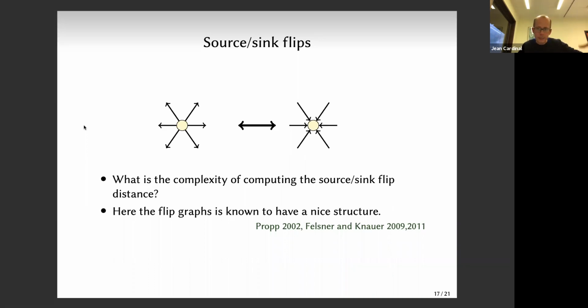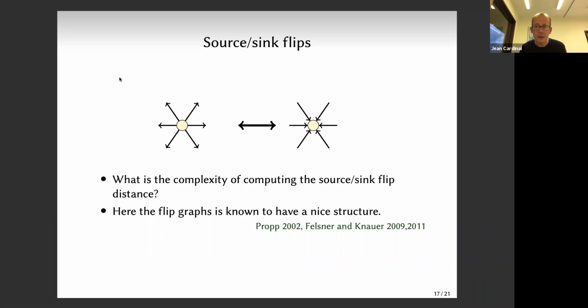So I give you two orientations. They satisfy the same number of forward edges along every cycle in both orientations. And I want to go from one to the other by transforming sources into sinks or sinks into sources, right? This is the question. And now things are better.